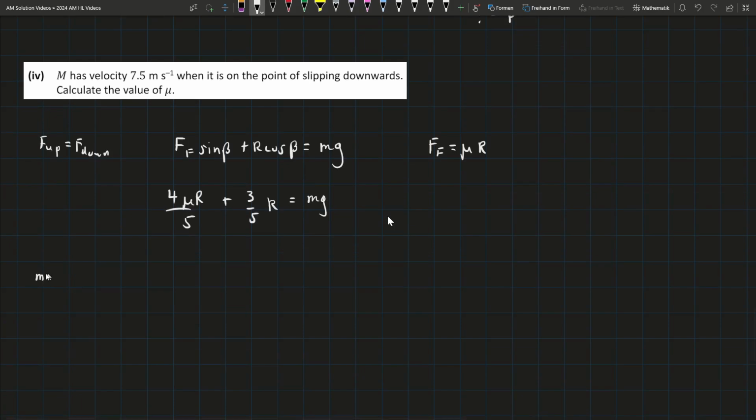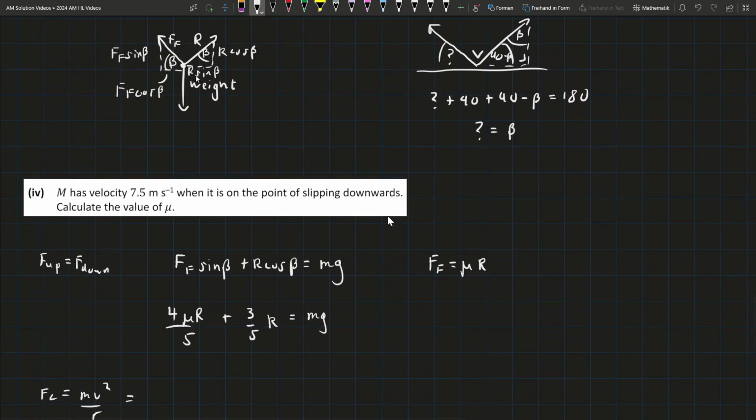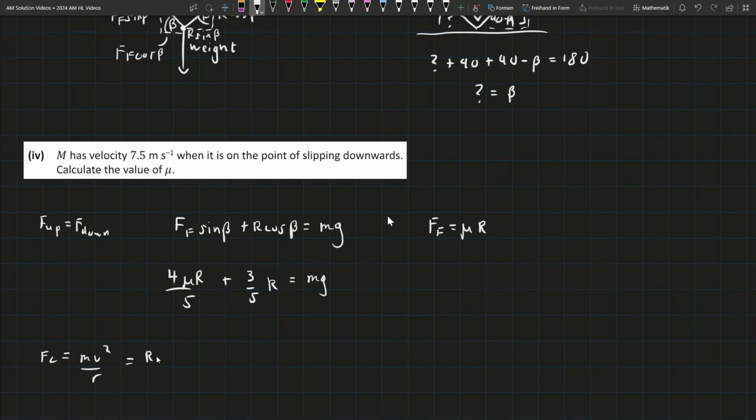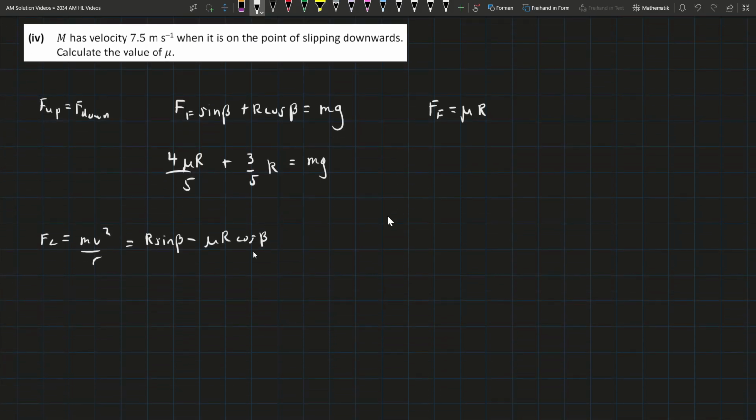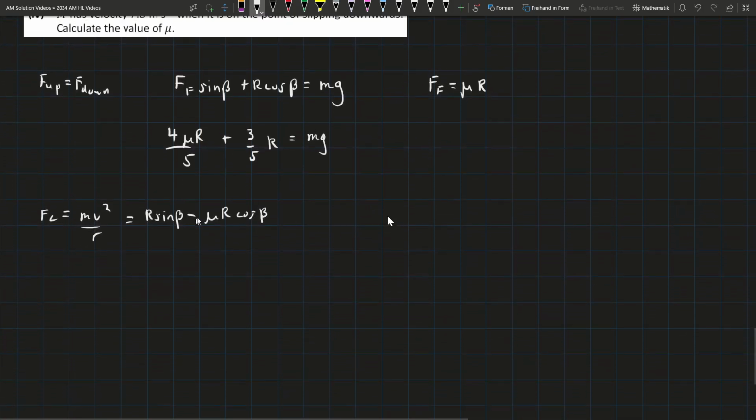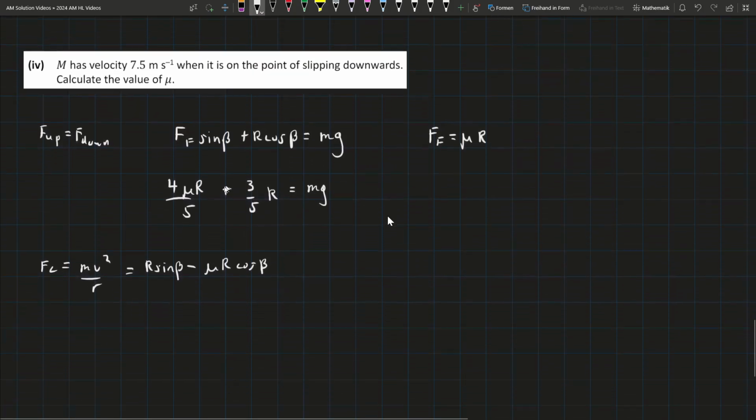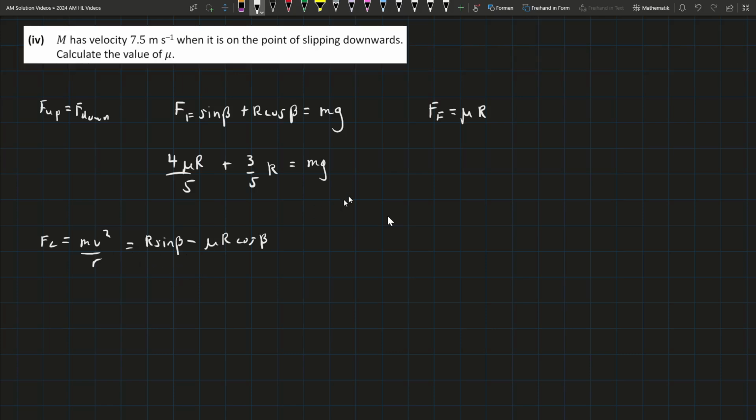Next thing is the centripetal force will be equal to mv squared over R, as always. That's equal to R sine beta minus the friction, which is mu R cos beta, because they're going in opposite directions. It's obvious here we need to get rid of R because we're looking for mu. So let's try to get rid of R in this equation because we know everything else.